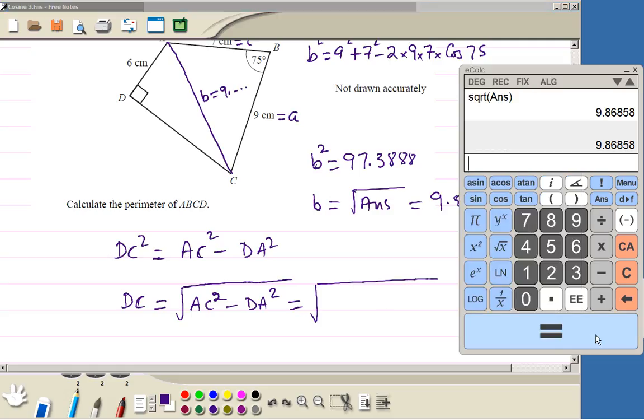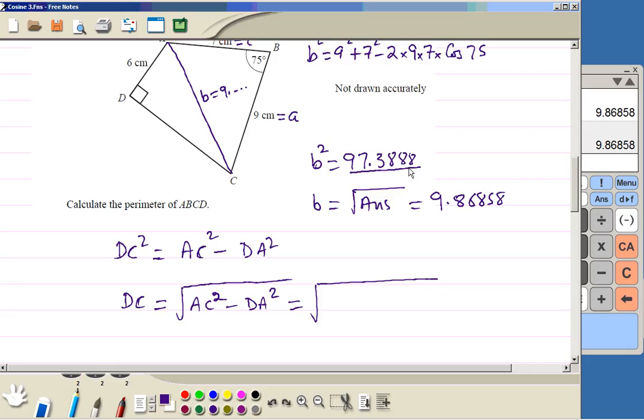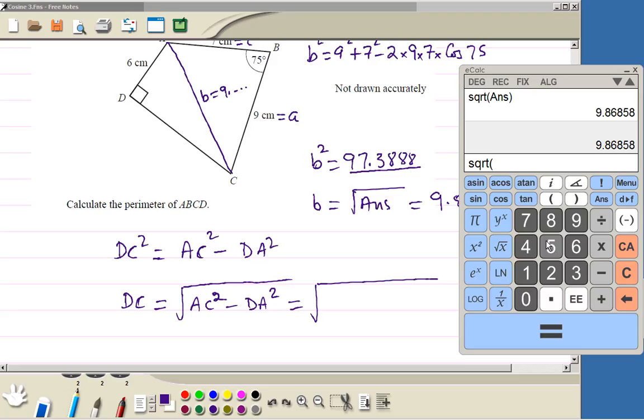So we use the calculator for it. Now AC is basically the last calculation on the calculator, or it's the same as B squared, so we can write this number here, same thing. For now we just write answer, then we square it, add, sorry, subtract 6 squared, close bracket.